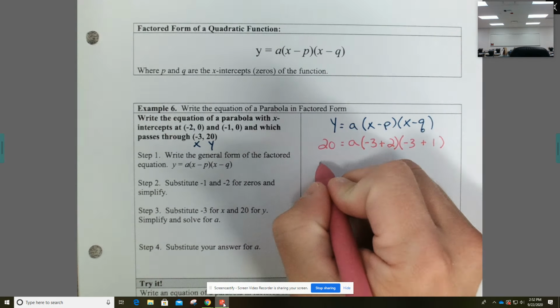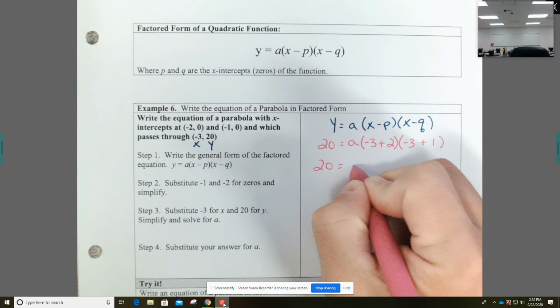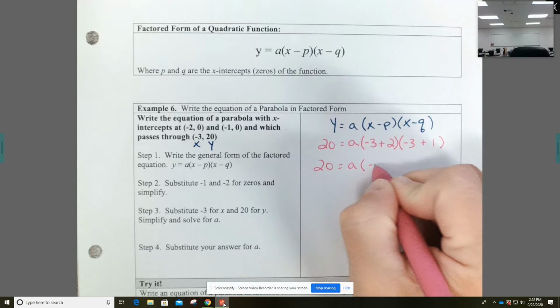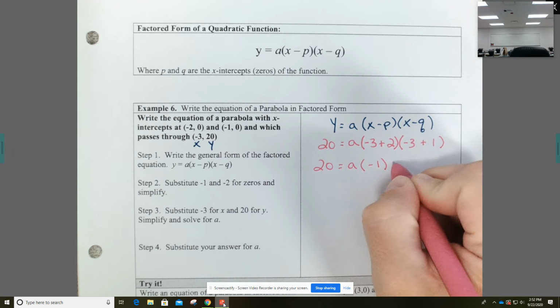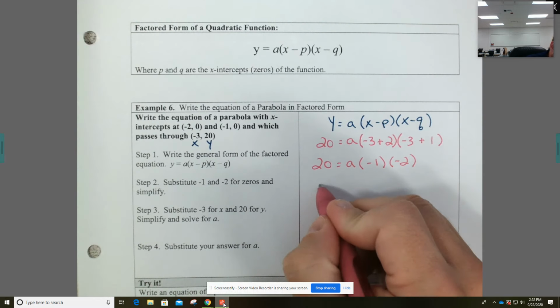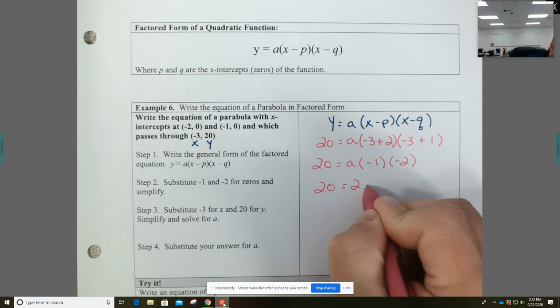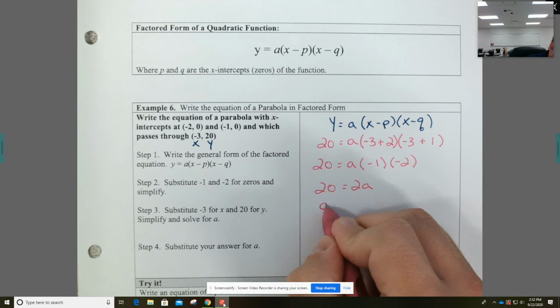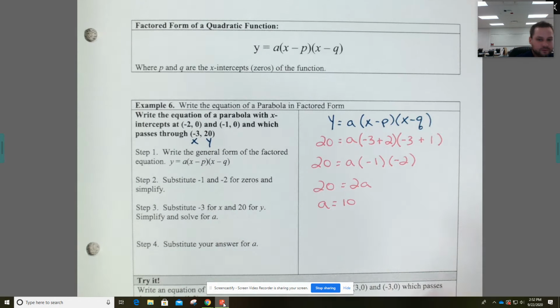Okay, so I'm going to have 20 equals a. Negative 3 plus 2 is a negative 1. Negative 3 plus 1 is negative 2. So 20 equals 2a. Go ahead and divide by 2. A is going to equal 10. Okay? So now that I found a, we can write our equation.